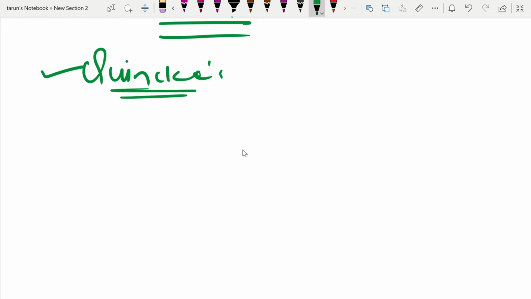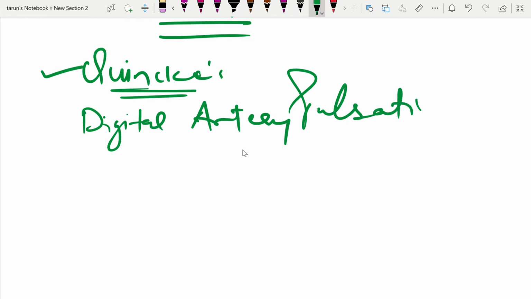Then you will say prominent digital artery pulsations. You have to hold the flexed fingers of the patient with your flexed fingers to feel for the digital artery pulsation. So this is the second sign, digital artery pulsations. First was visible capillary pulsations, then second was digital artery pulsations.